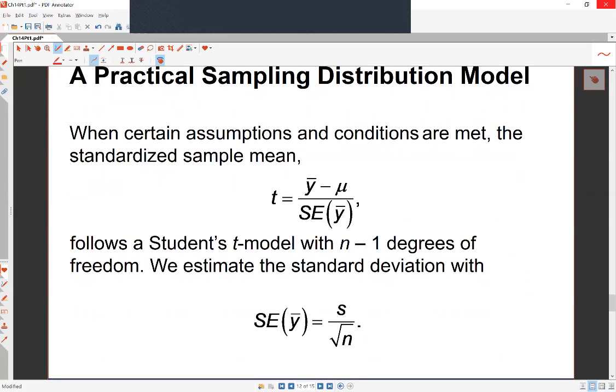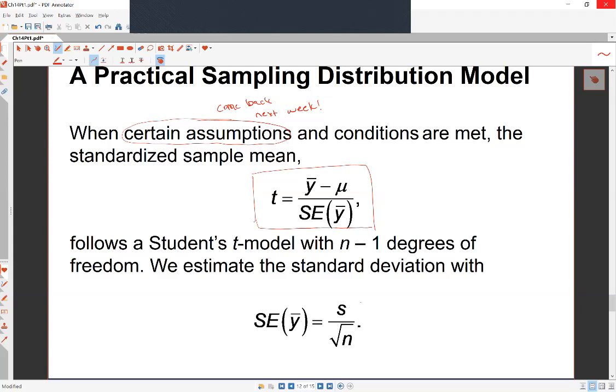When certain assumptions are met, and if you want to know what these assumptions are, come back next week. Spoiler alert, we'll dig into those. But when certain assumptions and conditions are met, we can calculate something known as a t-statistic. The t-statistic takes your sample average, subtracts the population mean, and then divides by the standard error.